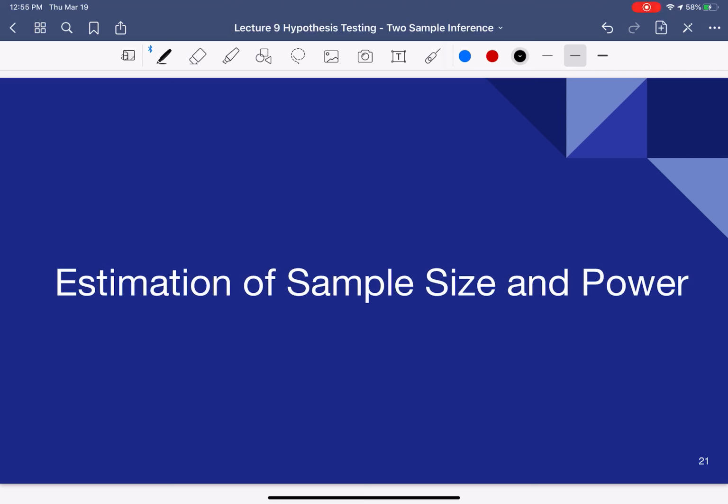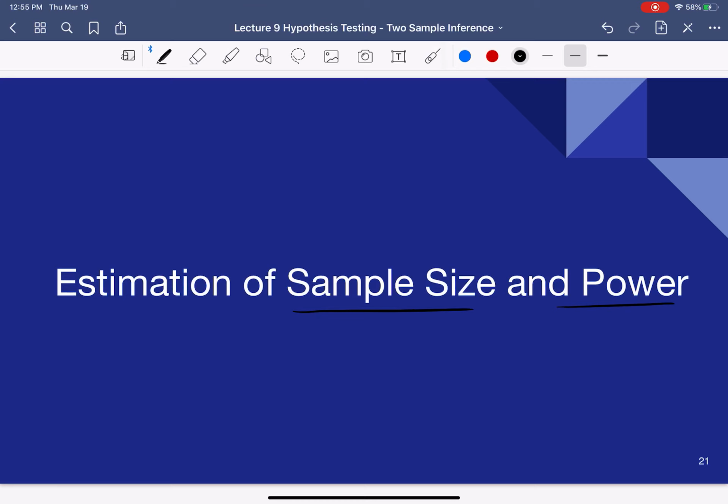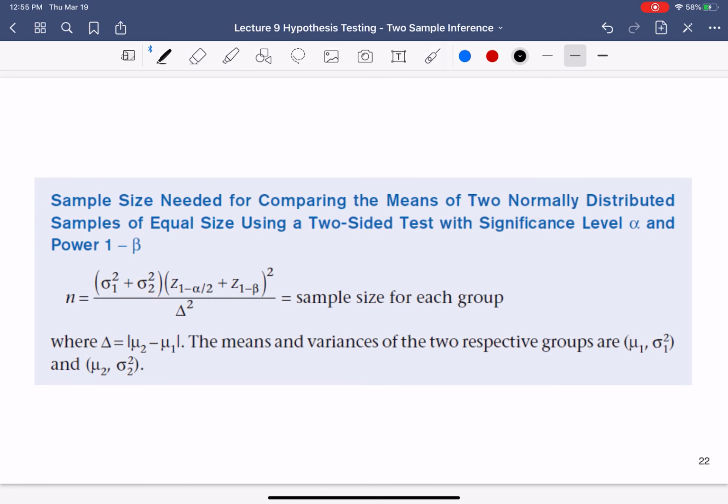So we'll continue the topic on how to estimate the sample size and the power of a test. Now, here in the sample size determination, we're going to work with a two-sided test. There's no one-sided test in the paired t-test and the two-sample independent test. When you calculate the value, you have two different sample means, mu1 and mu2. Notice that these are alternative means.